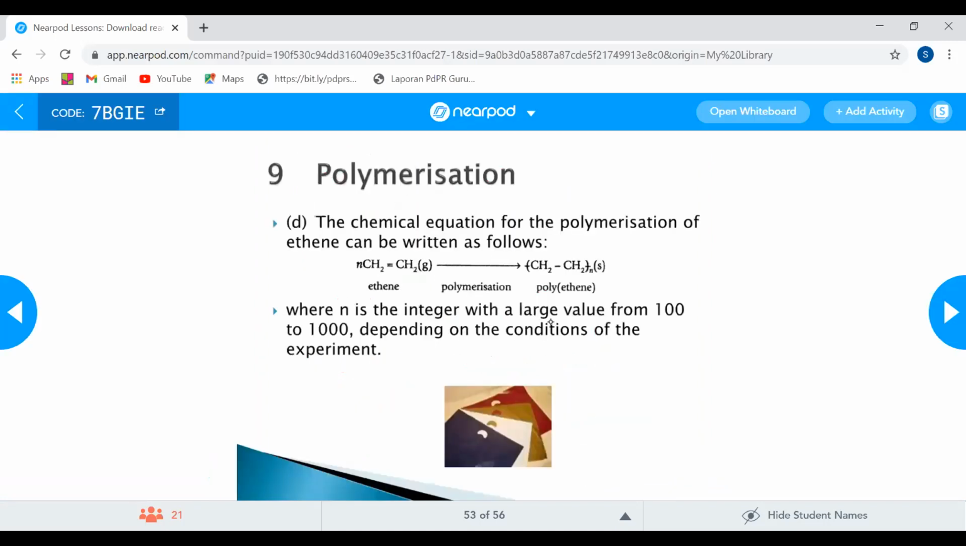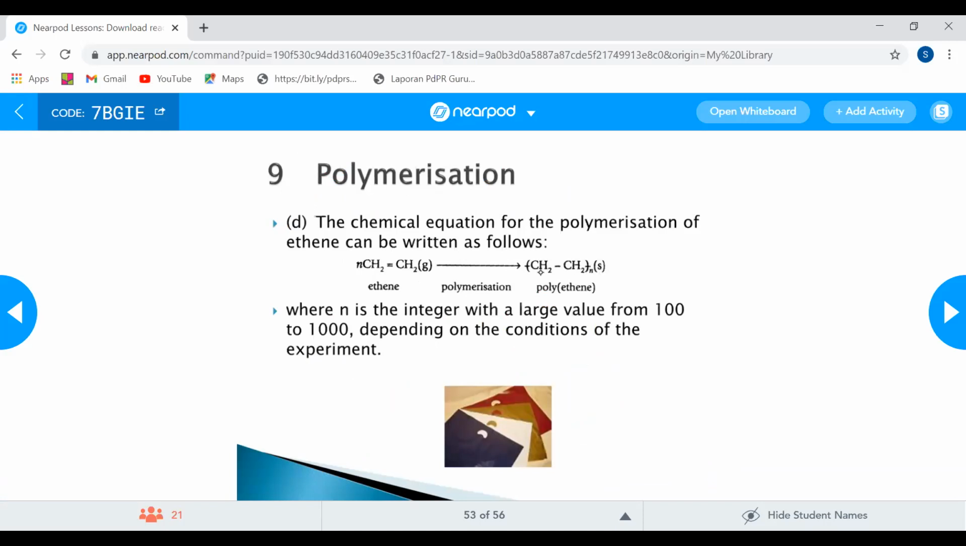That's why if you look at this equation here, any amount of ethene, sorry, teacher cannot write on Nearpod. This is the only sad part. The n amount, I'm circling n amount of ethene. Let's say 1,000 amount of ethenes here. I break the bond, right? I will get 1,000 amount of polyethene.